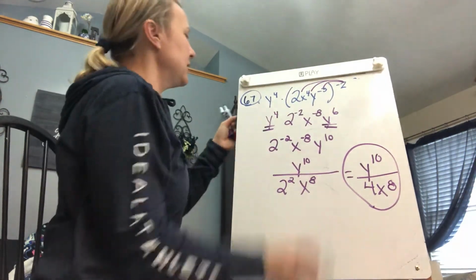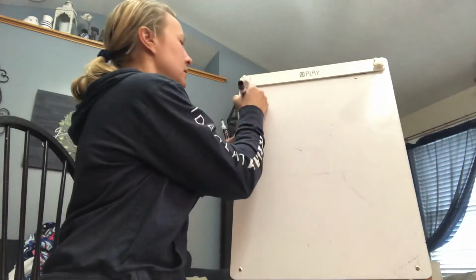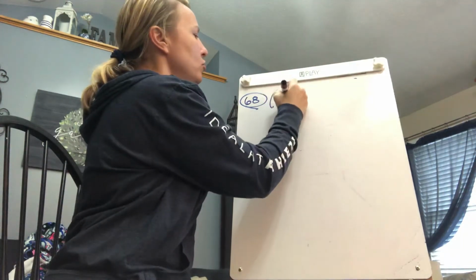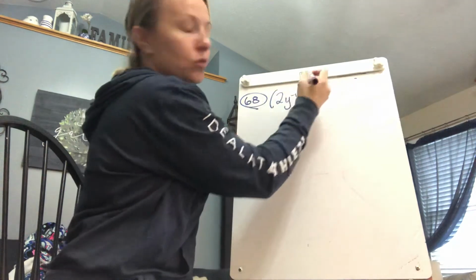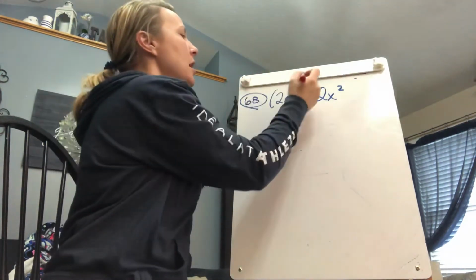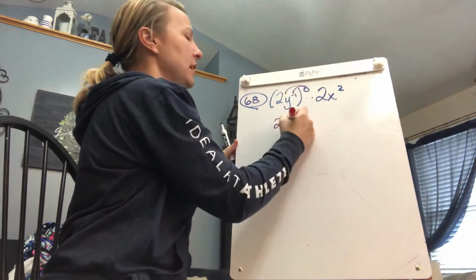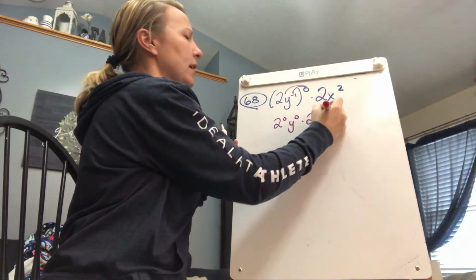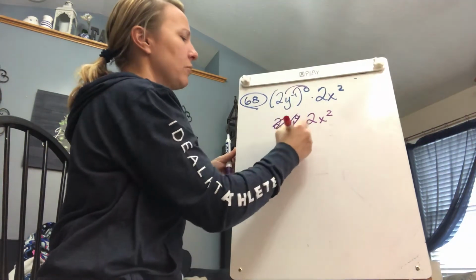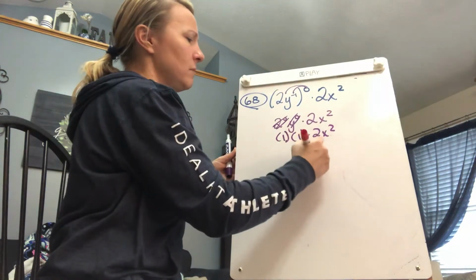Okay, 68. 68 says, oh, this is not as bad. 2y to the negative 1 to the 0 times 2x squared. Really nice things happen here. If you want to distribute, you can distribute this and get 2 to the 0, 0 times negative 1 is y to the 0 times 2x squared. Anything to the 0 power is the number 1. This is the number 1 times 2x squared. Well, 1 times 2 is 2x squared.